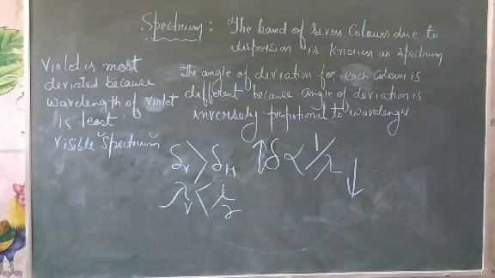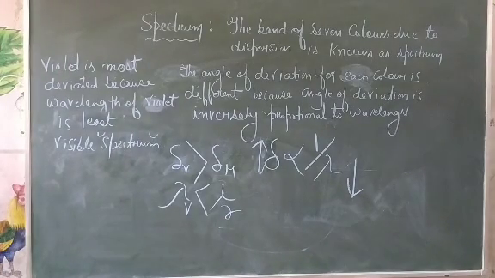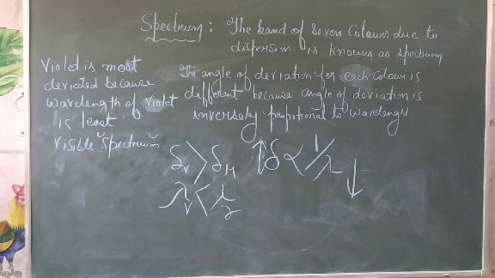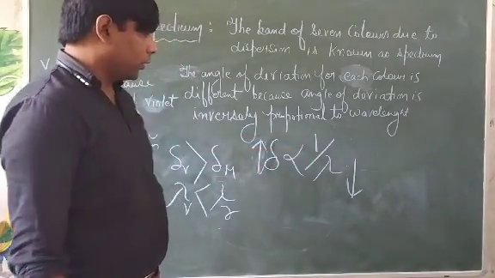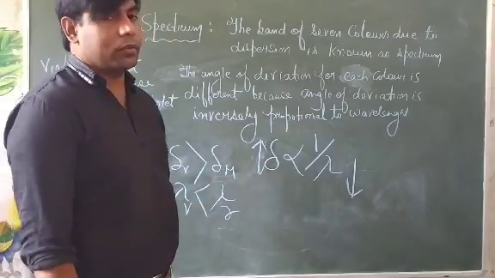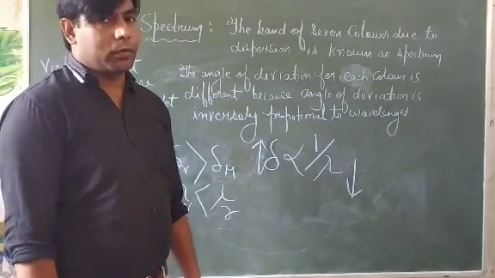If you compare red and violet, we see the angle of deviation for violet is more than for red, because the wavelength of red is more than the wavelength of violet. And on this relation, the deviation occurs through a prism, right?